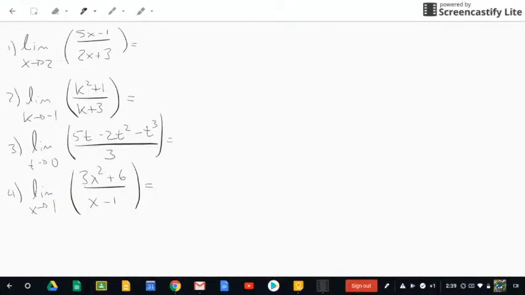Okay, so let's take a look at some limits here. For example, we've got the limit as x approaches 2 of (5x minus 1) over (2x plus 3). Now notice that this is going to be undefined when x is equal to negative 3 over 2. But that's okay, because that's not what I'm approaching. I'm approaching 2 here. So what I can do is simply plug in that value of 2. That's not going to lead me into any kind of problems whatsoever here.